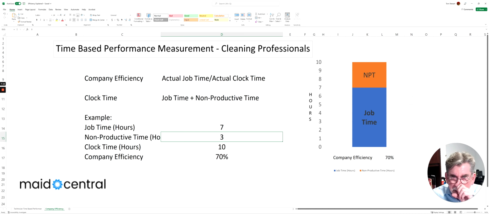Or if you're doing allowed hours pay, sometimes called job ticket hour, you can use your target hourly rate and divide it by your company efficiency to get you to what you should be paying for the time that you're in the house. So it's an important number, but it's not an awesome number for measuring performance of individual cleaning professionals.